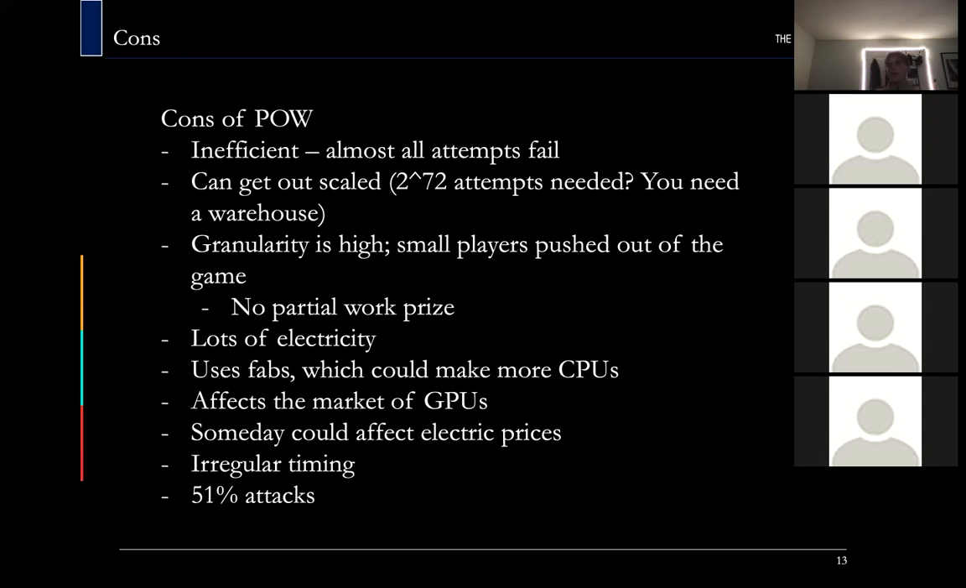Second point here, can get outscaled. So 2 to the power 72, for example, this is exactly what I was talking about before. It's like 2 to the power 72. That's a huge number. And if you need to actually get that many red bricks, correct, so yes, your 0 to 1 is correct, the statistical or the math for you to require this is you're going to need a warehouse of computers, is what I'm getting at.